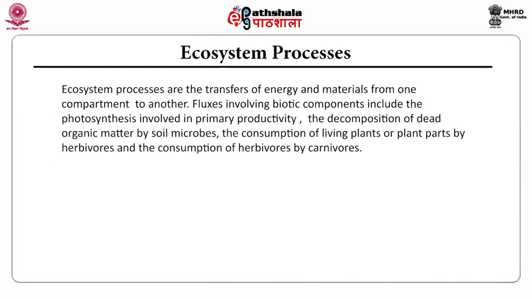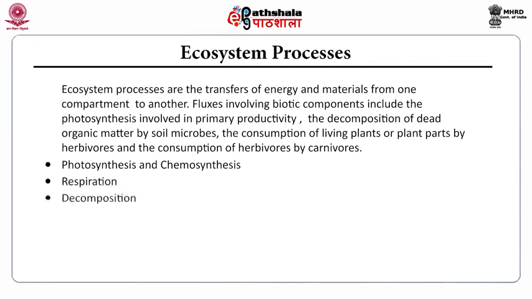So now, what are ecosystem processes? They are the fluxes involving biotic components and include photosynthesis, which results in primary productivity, the decomposition of dead organic matter by soil microbes, the consumption of living plants or plant parts by herbivores, and the consumption of herbivores by carnivores, which is carnivory. Photosynthesis and chemosynthesis, respiration, decomposition, herbivory and carnivory.